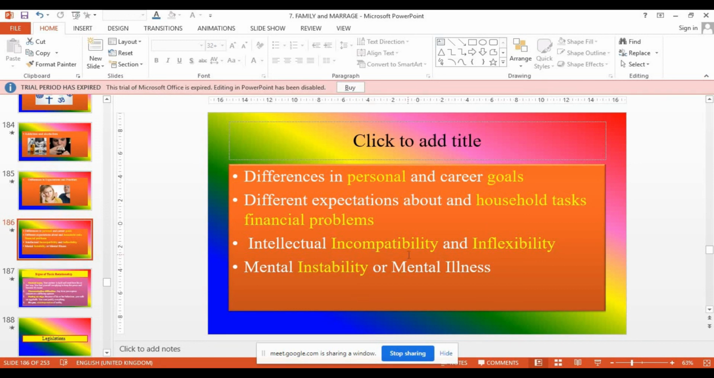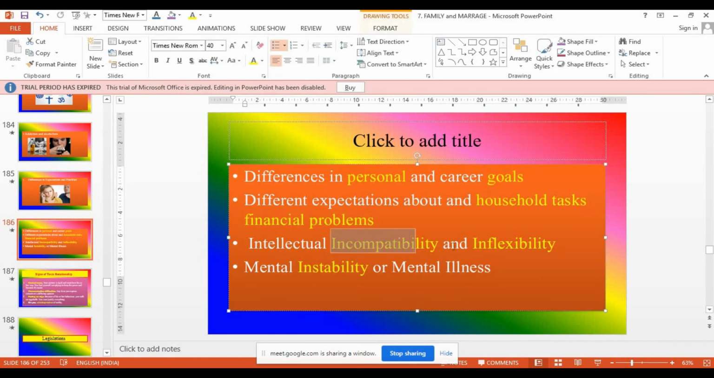Then intellectual incompatibility and inflexibility. Students, this is a main issue. Husband and wife should be flexible and resilient, and the reason is that every individual should think about individuality. Husband is a different individual than wife. Both have different likeness, different desires. Husband should understand wife's desire, wife should understand husband's desire, and work together. If not, it ends with divorce.